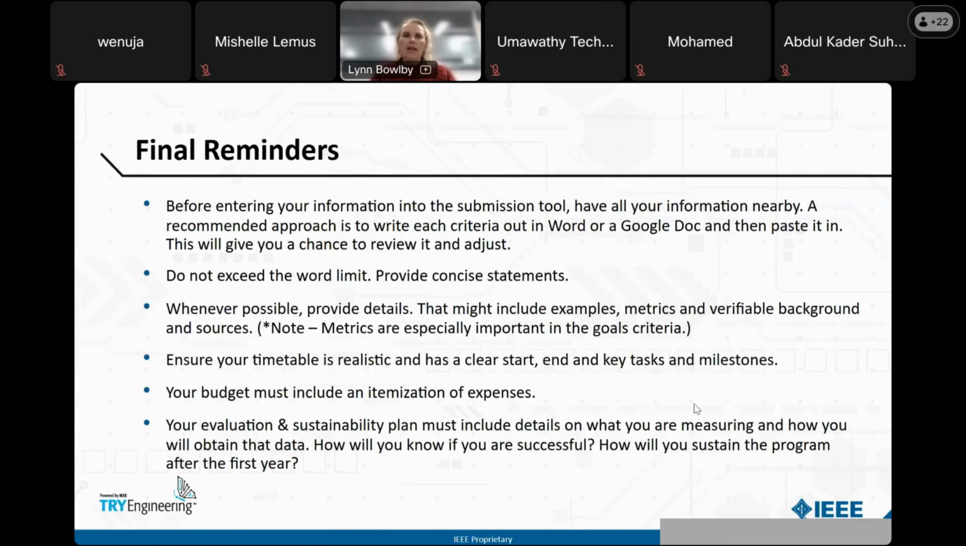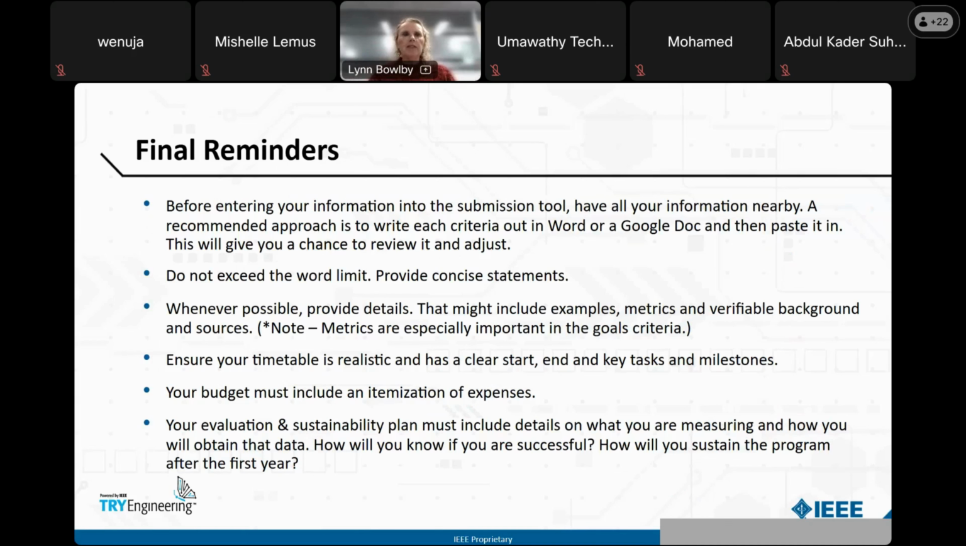So we're getting toward the end here, but some final reminders. Before entering your information into the submissions tool, we suggest having all your information nearby. A recommended approach is to write your responses in a Word or Google Doc before you enter into the online application tool, and then copy and paste that in. That way, you'll know that you've got this background information, and then you'll have a chance to review it and adjust it before you submit your application.